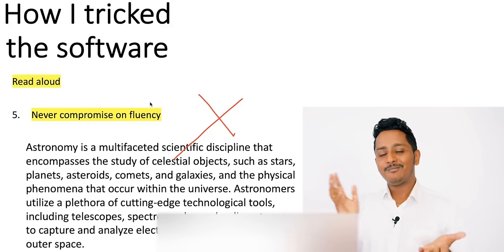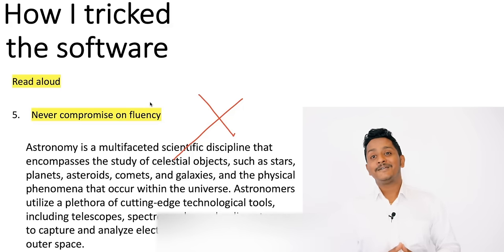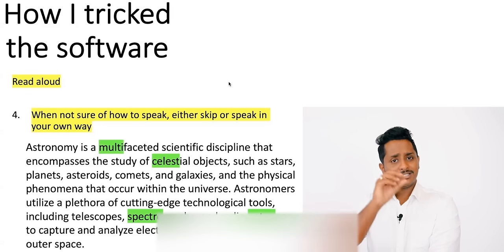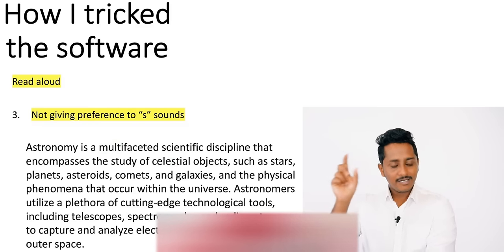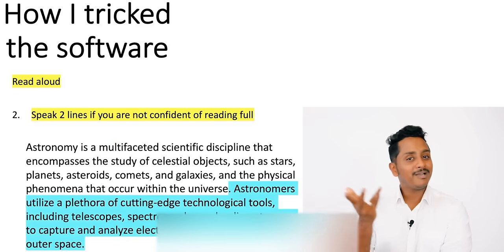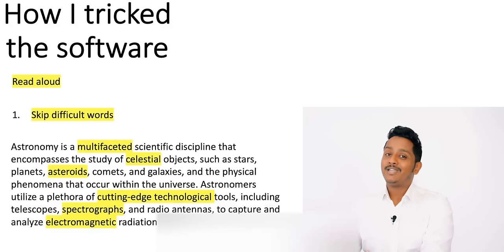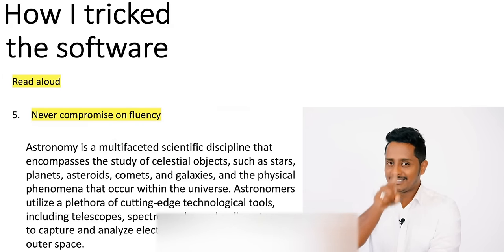You give that without much focusing on the content or the pronunciation. You have to get marks. This is the only way to trick the software. That rhythm should be there. For that, I gave you multiple techniques on what to speak when you're not sure. Skip the word or speak in your own way. Don't give preference to a sound. If you give preference to a sound, fluency will be compromised. Speak two lines if you have a problem, because when you speak everything, you will fumble again, and that is gone. And then skip the difficult words. Some people have a problem with the difficult words. If you don't skip, gone case. The rhythm will not be there. So the idea is never compromise on the fluency. That is the major way with which you can trick the software. That's all about read aloud.